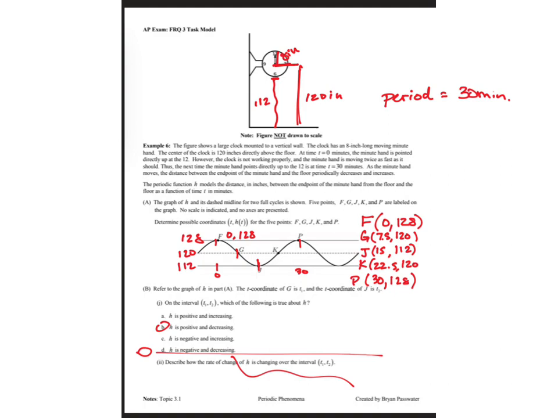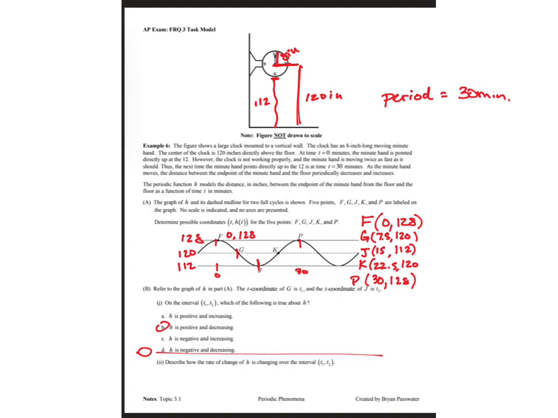Unless this clock has fallen off the wall through the ground, thinking about the values of H, they're positive, but from G to J, they are decreasing, right? It's going from 120 down to 112. So they're positive values because it's still above the floor, but they're decreasing. Those are the values of H.